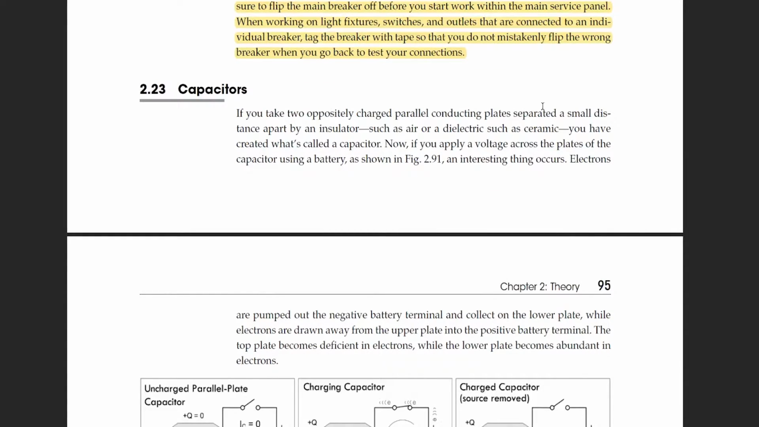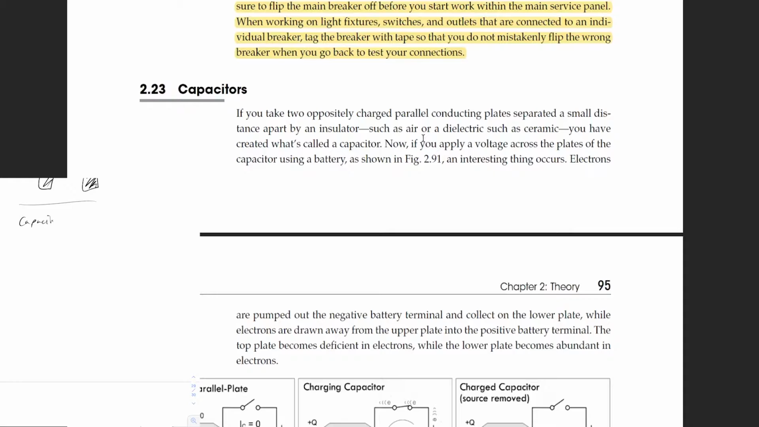So capacitors. If you take two oppositely charged parallel conducting plates separated a small distance apart by an insulator, such as air, so you have two plates and air between them, or a dielectric such as ceramic, then electrons can't flow through it. You have created what's called a capacitor.